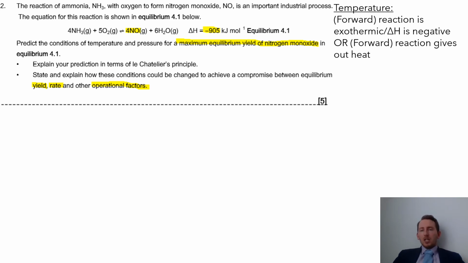So the forward reaction is exothermic. I mentioned delta H is negative, something along those lines. That would be a good thing to mention.